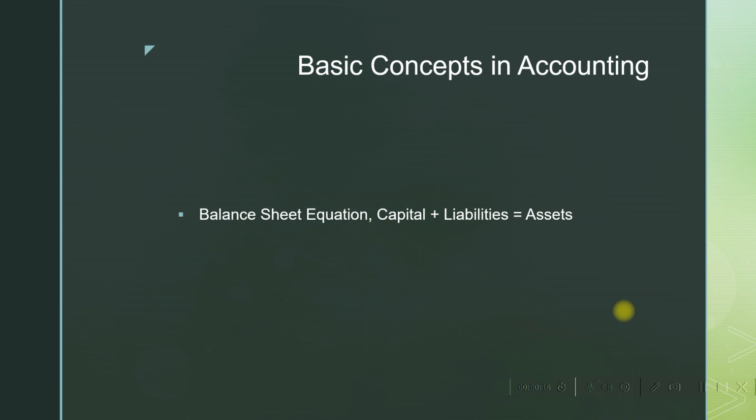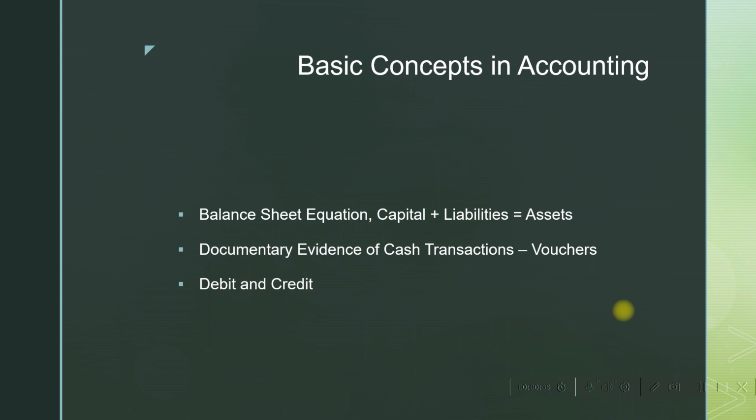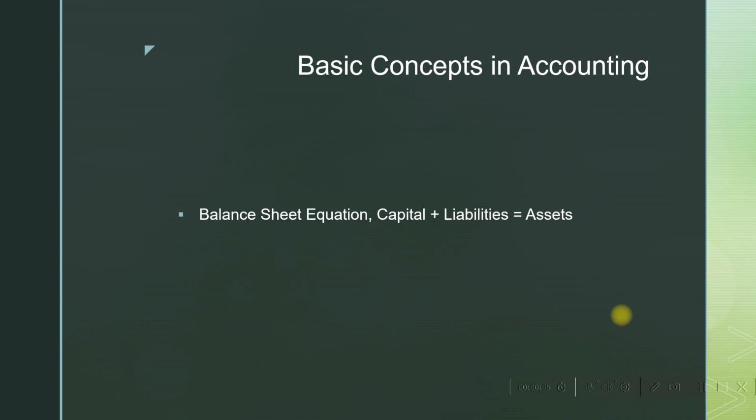So here first what we'll do is we'll see what is a balance sheet equation, which is capital plus liabilities is equal to assets. We will first go through that, and then we will take a look at documentary evidence of cash transactions. We will see what is vouchers, and we will explain briefly on that. And afterwards, we will see what is debit and credit. So first, we'll take a look at what is balance sheet equation.